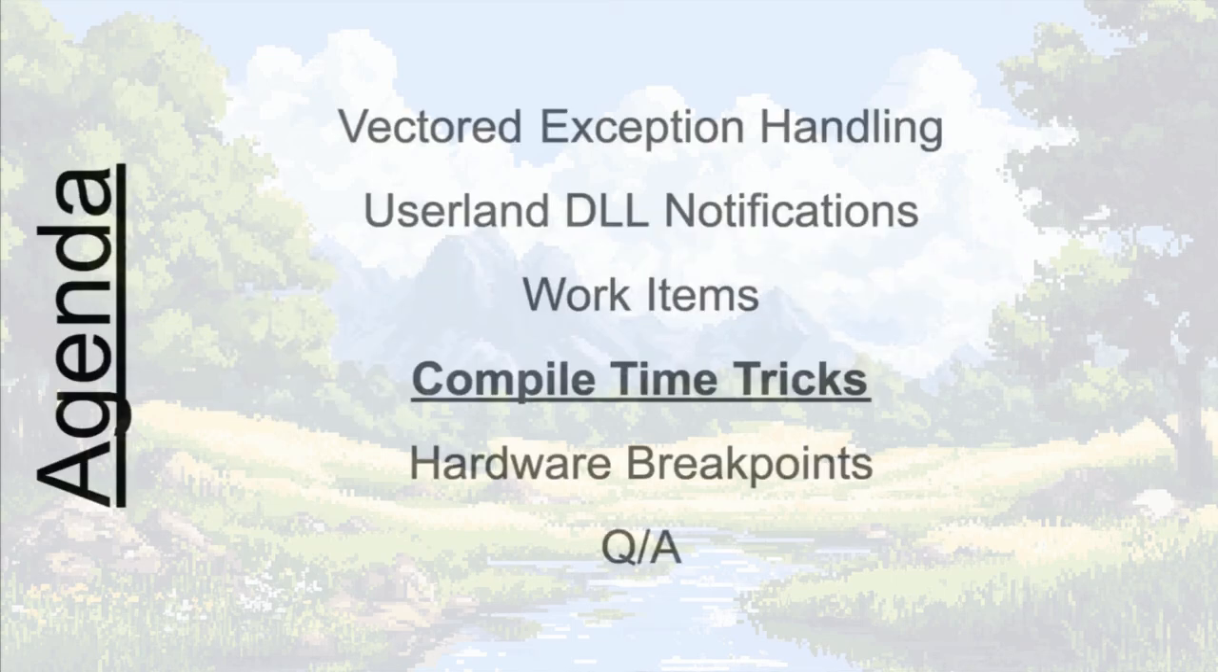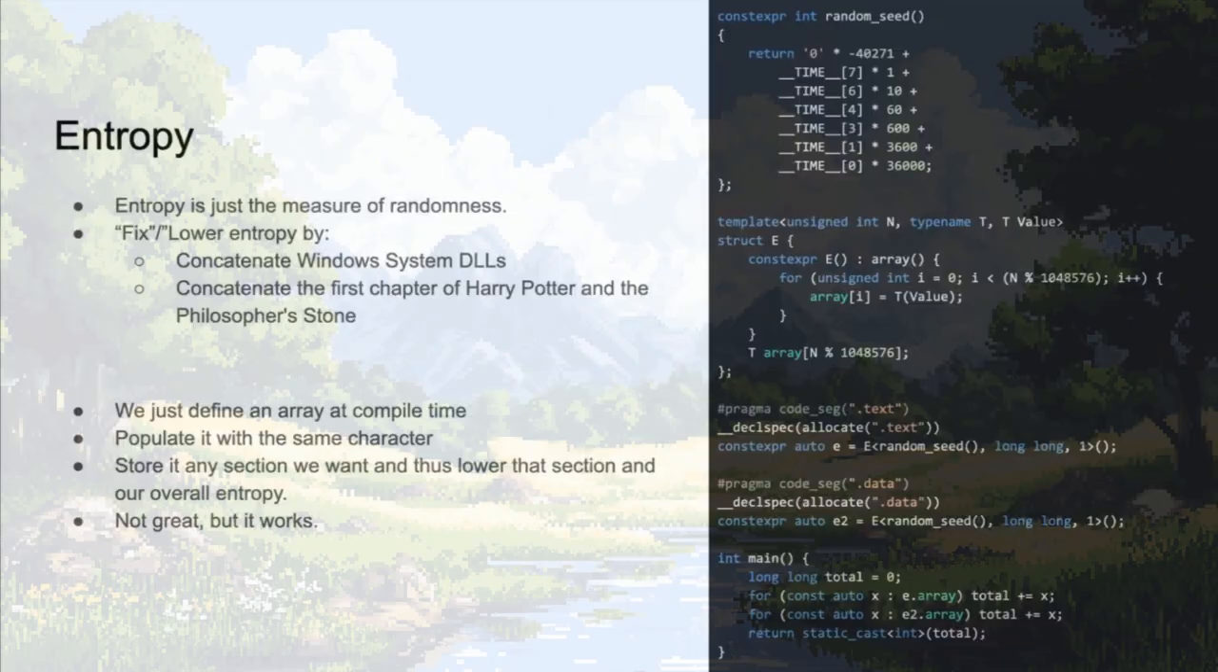So let's move on to a couple of compile time tricks. What exactly do I mean by that? I'm sure all of you know what entropy is. Entropy is really just a measure of randomness. There are many different definitions of entropy depending on what field we're in.